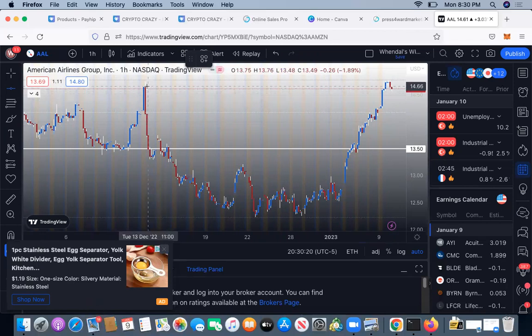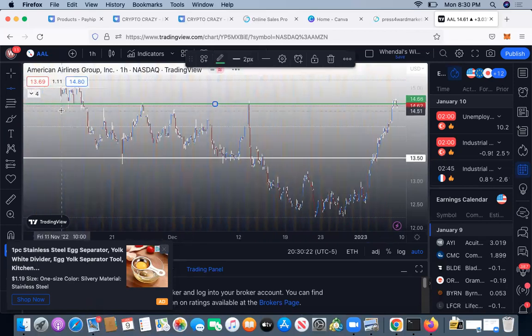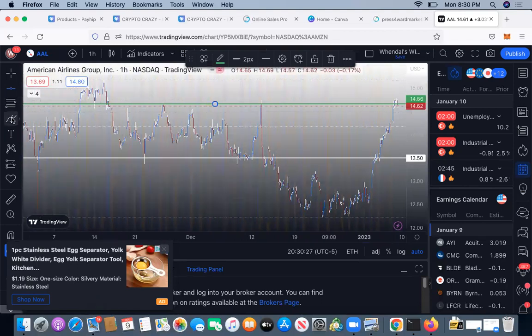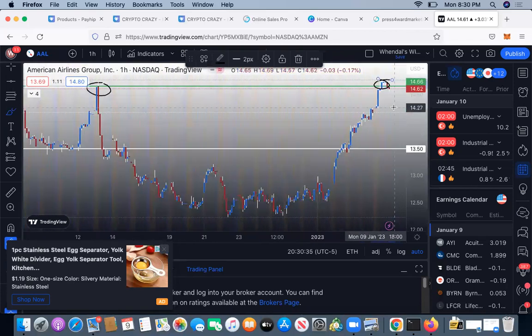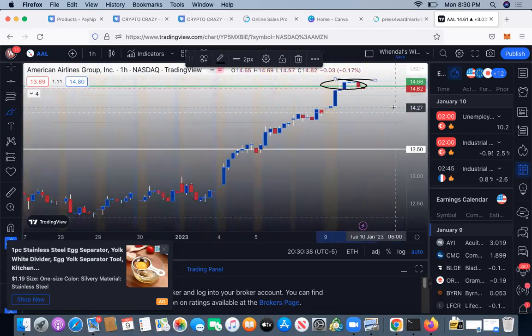I look at that zone right there. Dang, that's a good zone. You see that zone right there? Right there. So I'm looking for a put on American Airline once the market opens. The market opens at 9:30, Monday through Friday.